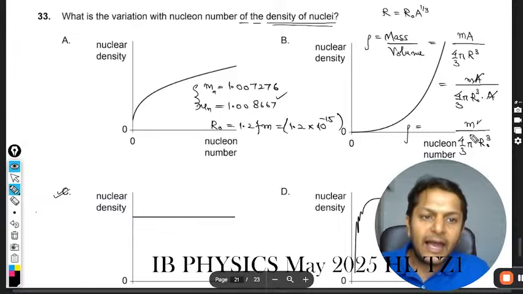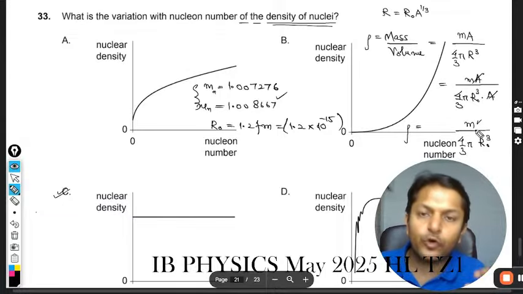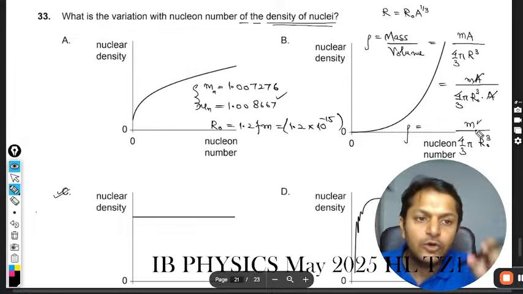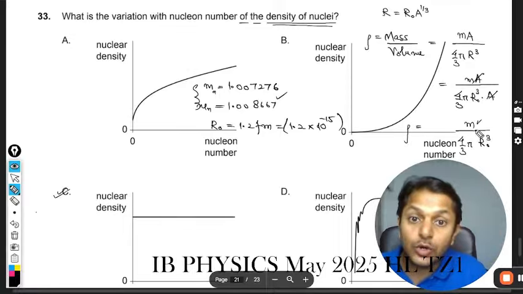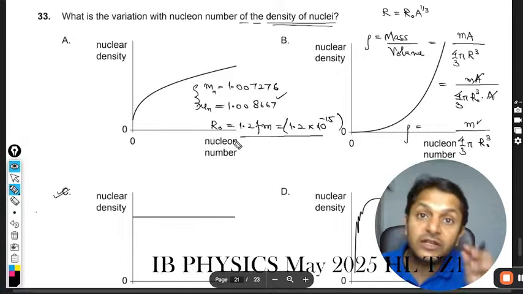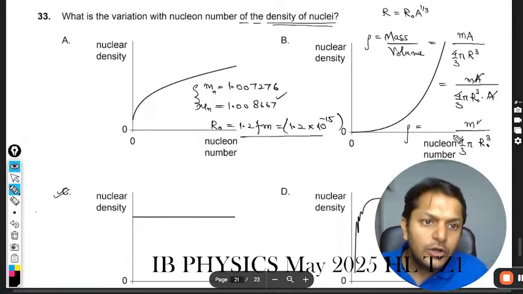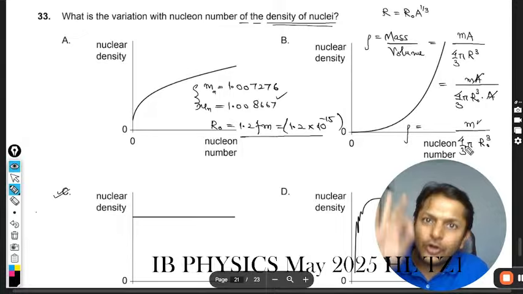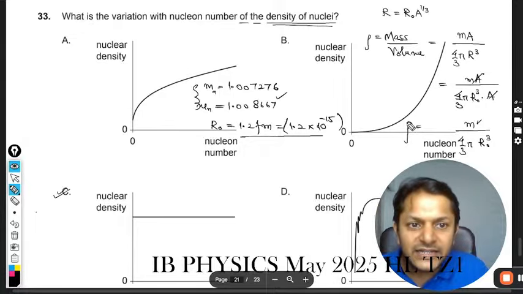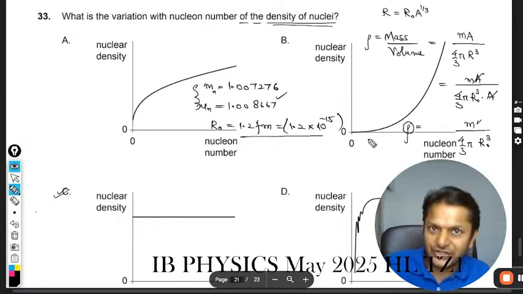So clearly m is a constant value which never changes. 4 by 3 pi in itself is a constant value. R naught is also a constant, which is 1.2 Fermi meter. Even that is a constant. So this is giving you a constant value. It means the density of the nucleus does not change.